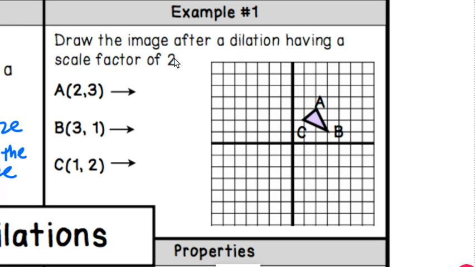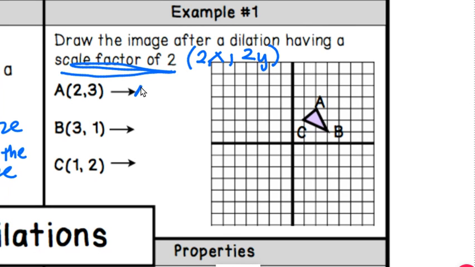All right, example number 1. Draw the image after a dilation having a scale factor of 2. Okay, so what that means is we're going to multiply 2 by our x value and 2 times our y value. Now, up to this point, you could plot your points first and then come up with your ordered pairs. This time, we want to come up with the ordered pairs first. Okay, and you'll see why in a second.